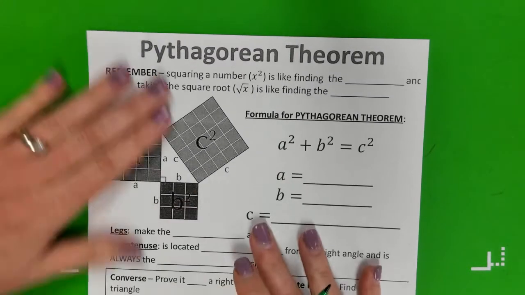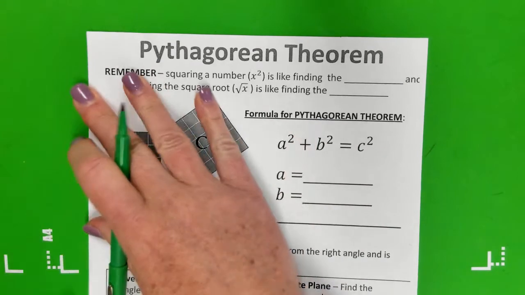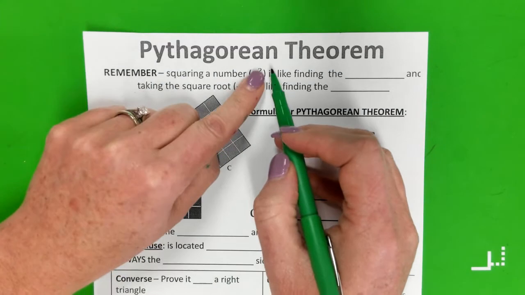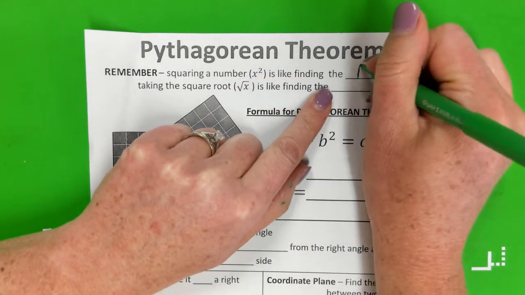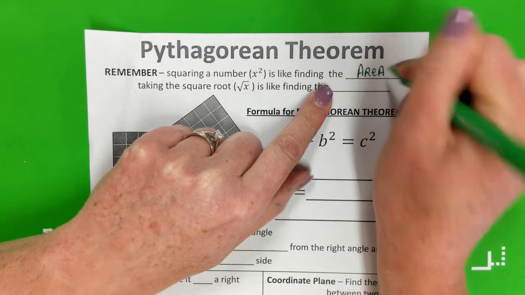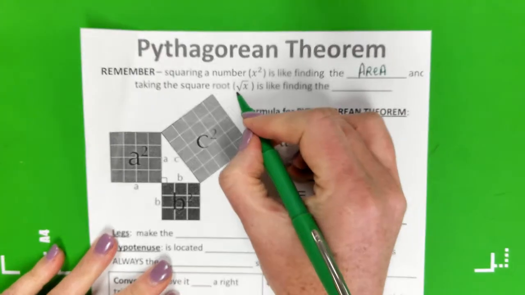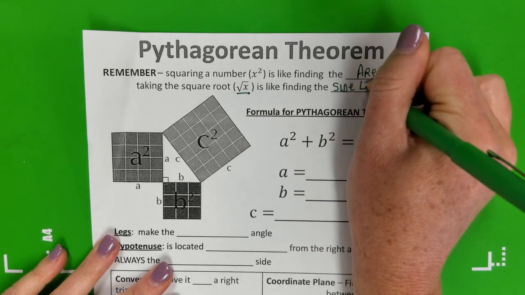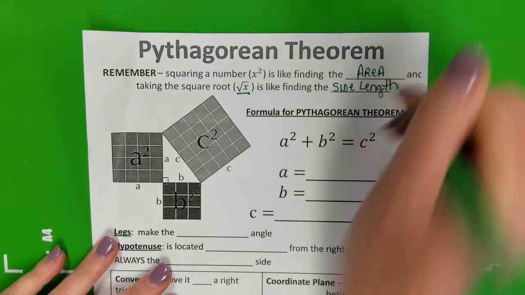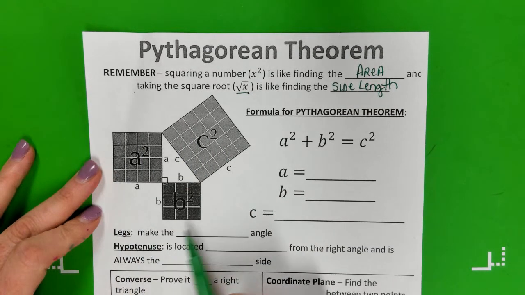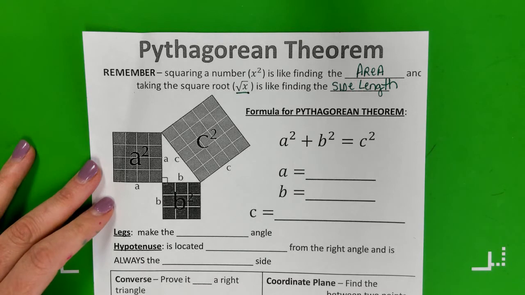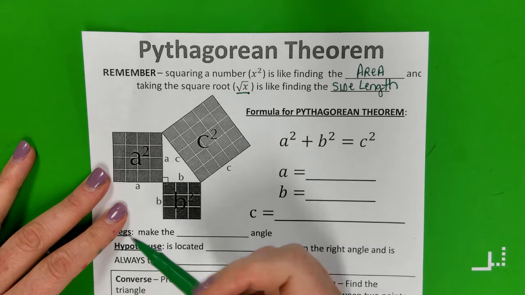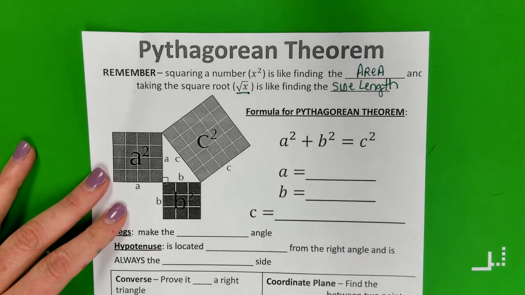Okay, let's refresh our memories on the Pythagorean Theorem. Remember that squaring a number, x squared, is like finding the area of a square, and taking the square root is like finding the side length. Okay? And so remember we did modeling with the Pythagorean Theorem, where the area of square A plus the area of square B equals the area of square C.